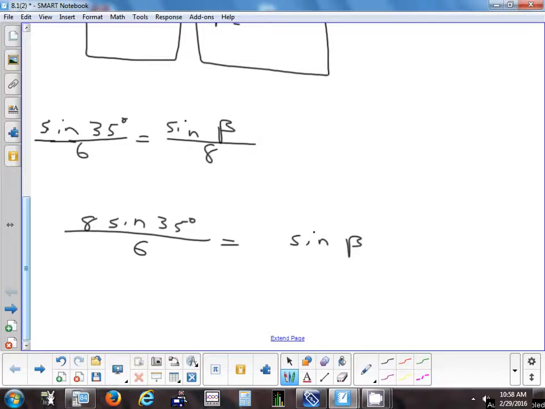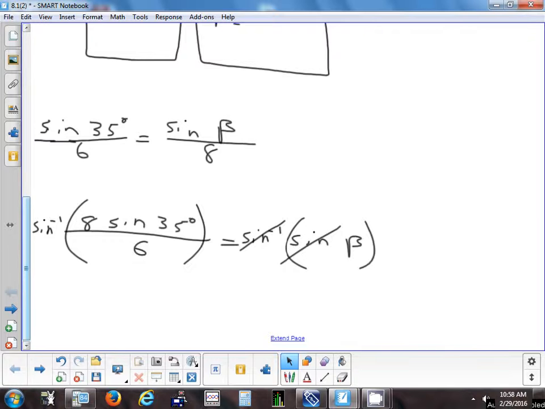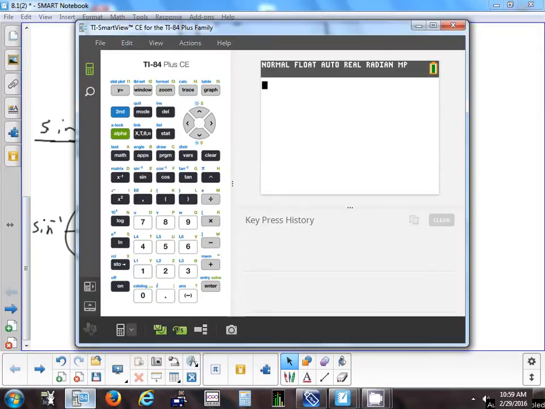Dominic, what would I do from here to get beta by itself? Inverse sine. Yep, I'm going to take the inverse sine of what's on the right and what's on the left. And when we type this in, if we get no solution, then we're done right away. If we get an answer for this, then it's not no solution, and then we have to check for the second solution.